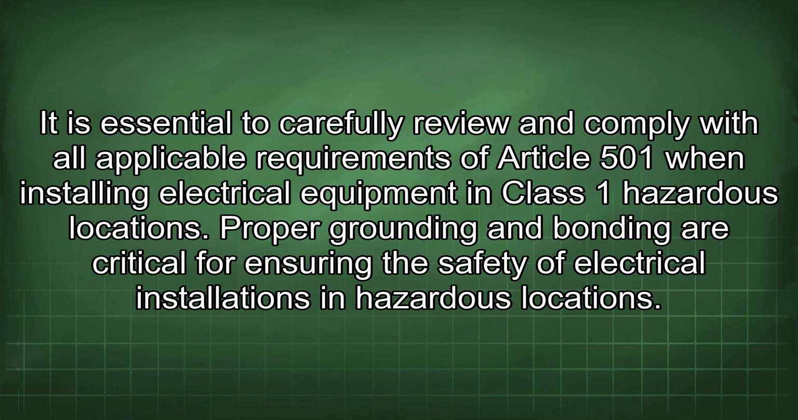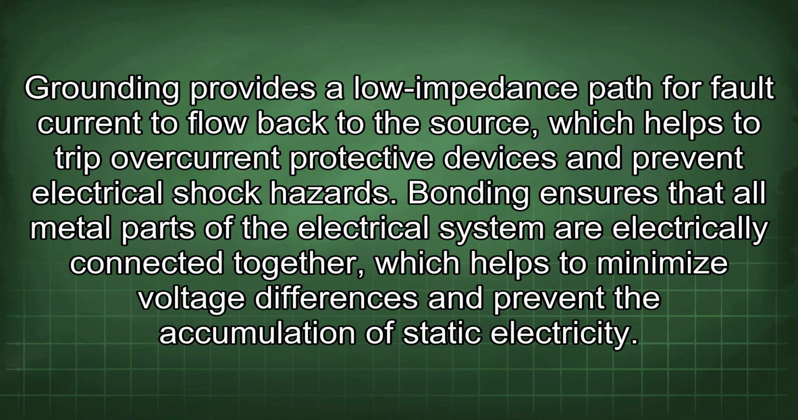It is essential to carefully review and comply with all applicable requirements of Article 501 when installing electrical equipment in Class 1 hazardous locations. Proper grounding and bonding are critical for ensuring the safety of electrical installations in hazardous locations. Grounding provides a low impedance path for fault current to flow back to the source, which helps to trip overcurrent protective devices and prevent electrical shock hazards.